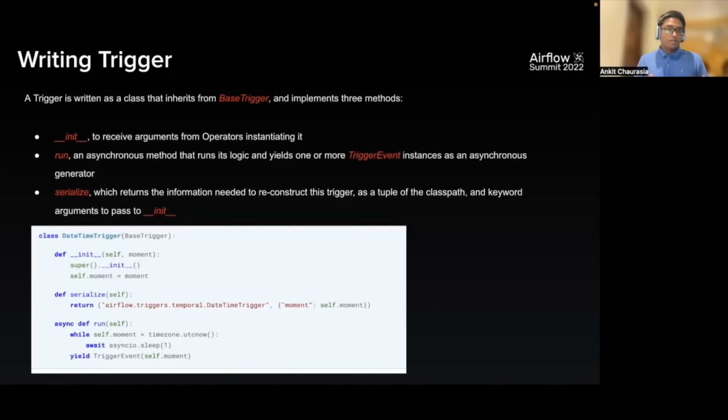So now let's talk about triggers. Trigger is basically written as a class that inherits from the base class, which is BaseTrigger. And it has got 3 methods. First is the initializer, which is an init method, which would receive arguments from the operator instantiating it. And run is basically our coroutine that runs its logic and yields one or more trigger event instances as an asynchronous generator. And there's a serialize method which would return the information needed to reconstruct this trigger as a tuple of the class path and the arguments to pass to the initializer, which is the init method. So in this code snippet, you can see this is a simplified version of DateTimeTrigger.